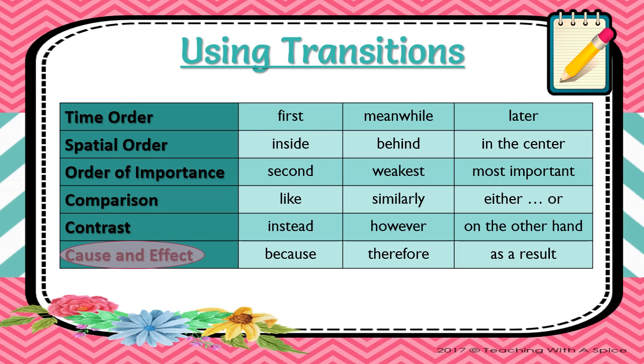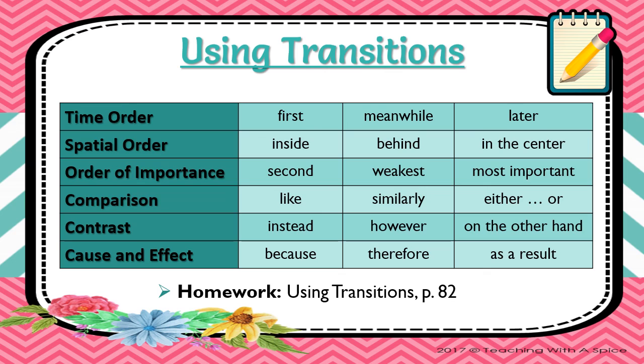We also have cause and effect. So that is one thing happens, and because that happens, something else happens. So we can use the word because. Or maybe you're also showing that because something happened, this is what caused it. We can use the word therefore. This happens, therefore this happened. Or even as a result. As a result of this, this happened. So all of those show a cause and effect.